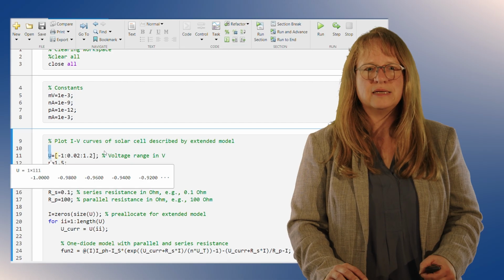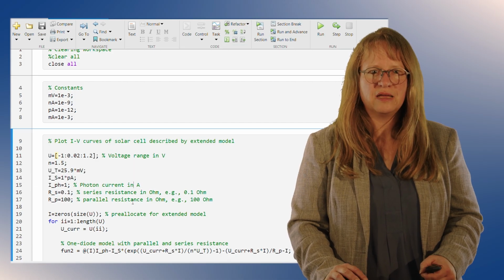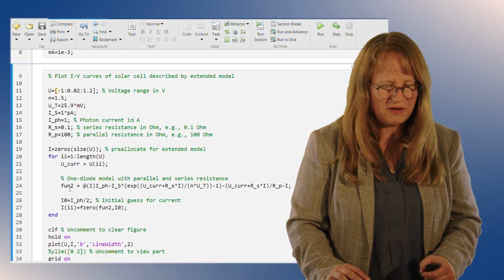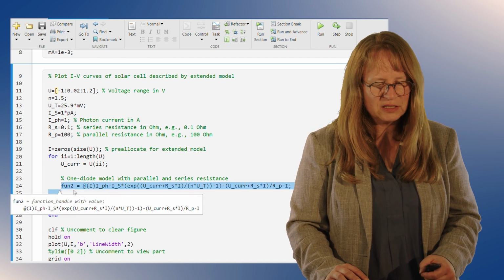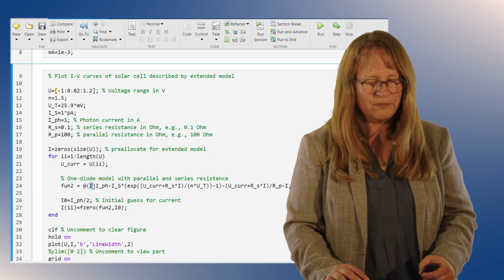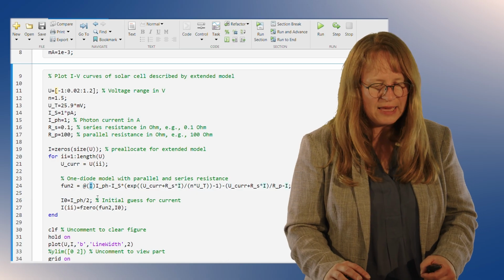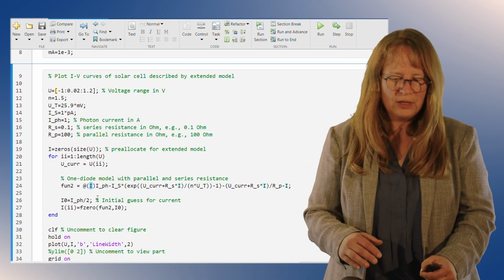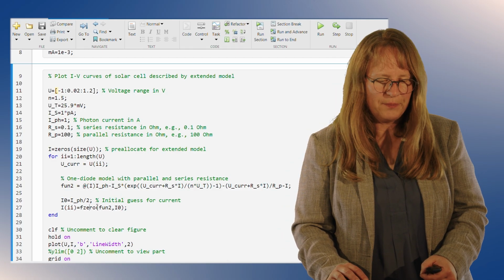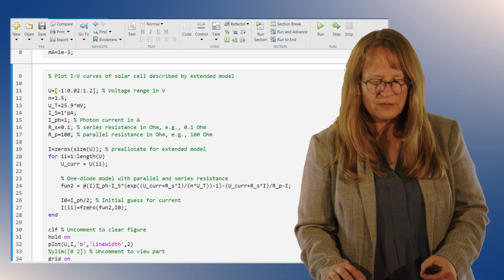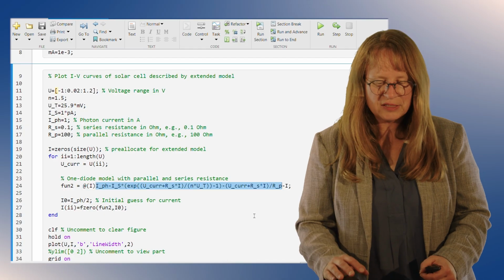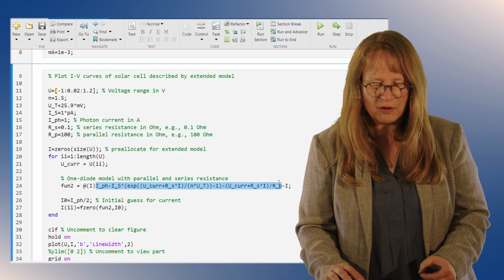And this I do by defining the function. This is what I call function 2 here for the extended model, and I want to calculate the value of I. I do that such that I find the zero of this whole expression. This is the whole equation for the extended model current, and I subtract the current that I want to calculate.